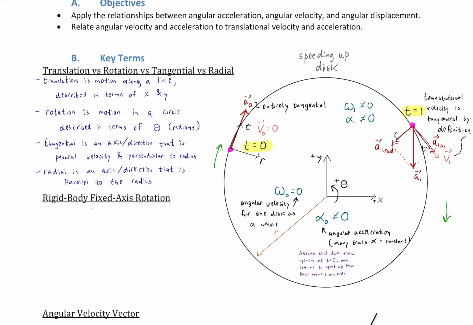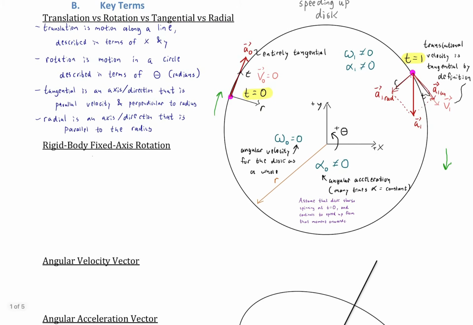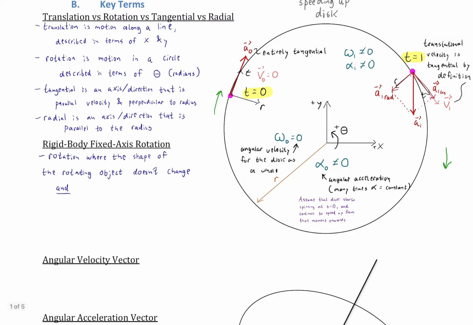Not our first introduction to circular motion, right? Just a new way to think about circular motion, a way to describe the disk as a whole instead of just one point on the disk, all right? So, rigid body fixed axis rotation is rotation where the shape of the rotating object doesn't change. That's the rigid body part. That's going to be everything we talk about.